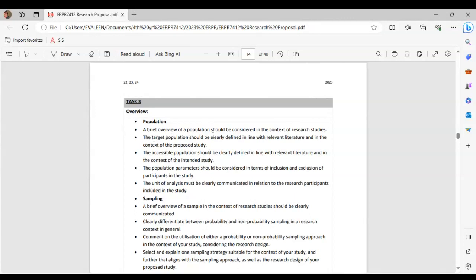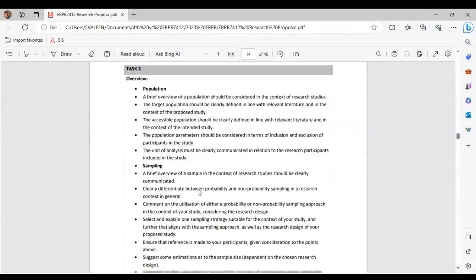Describe who the target population would be and who your accessible population would be. We are going to discuss this in class, so with our PowerPoint, so come and find out who your target and accessible populations are. The parameters and your unit of analysis are your research participants in the study.